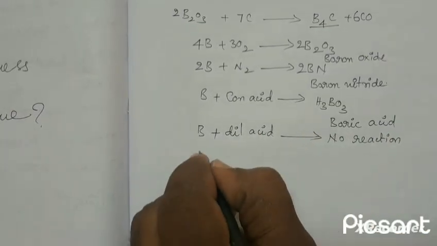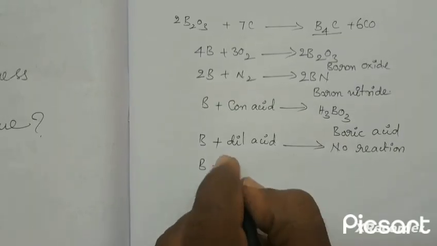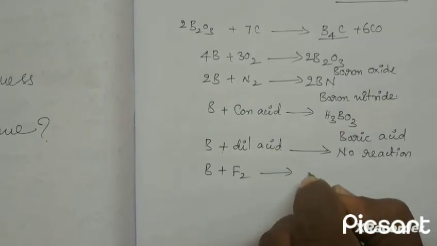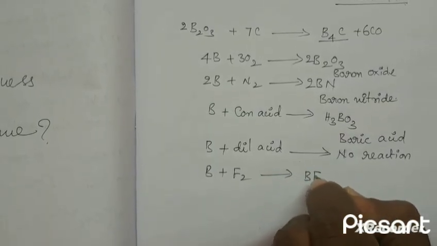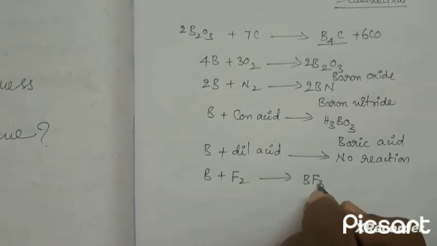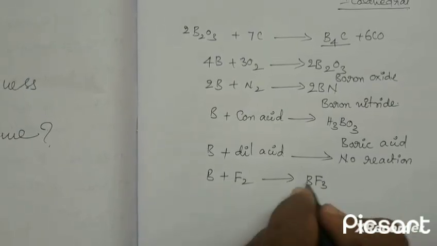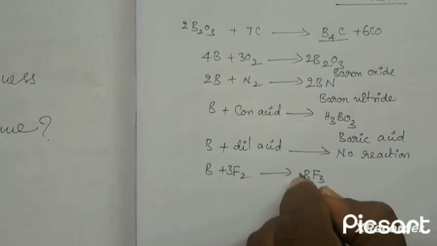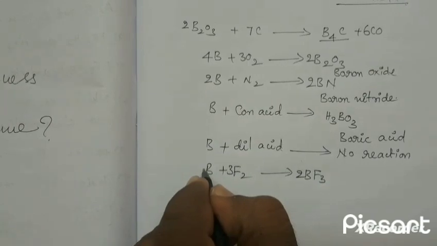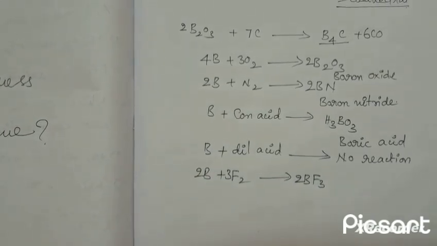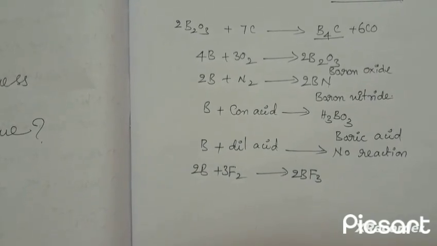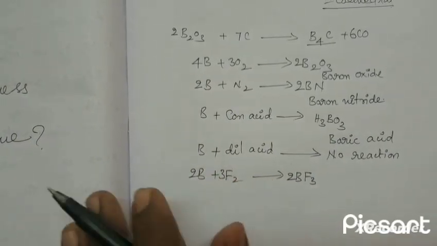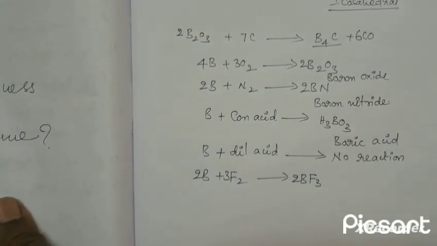And boron reacts with halogens. Boron reacts with halogens to provide boron trihalides. So 2B with 3X2, here BF3, 2BF3. So these are some other important boron chemical reactions. Now we will go to another question.